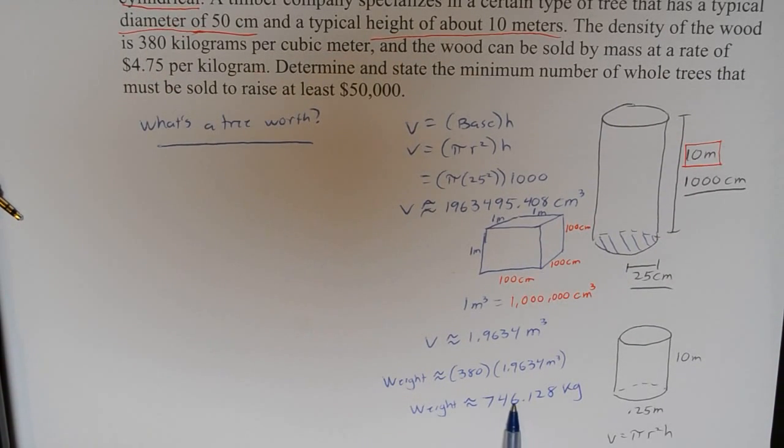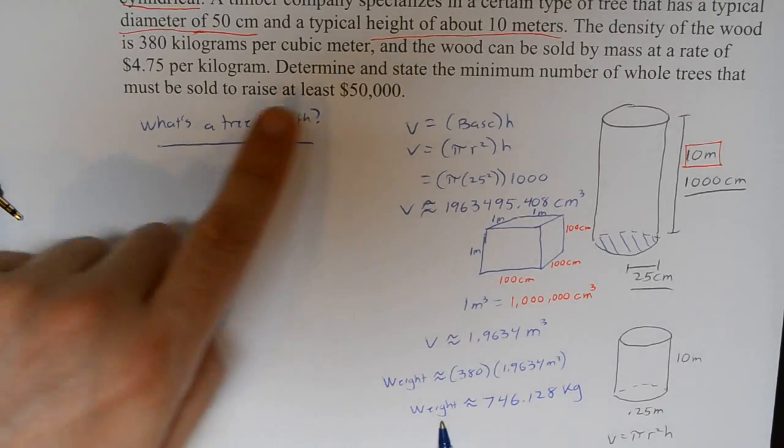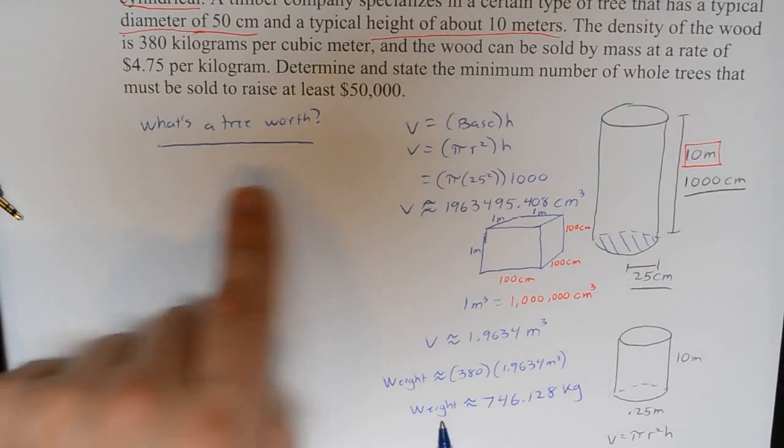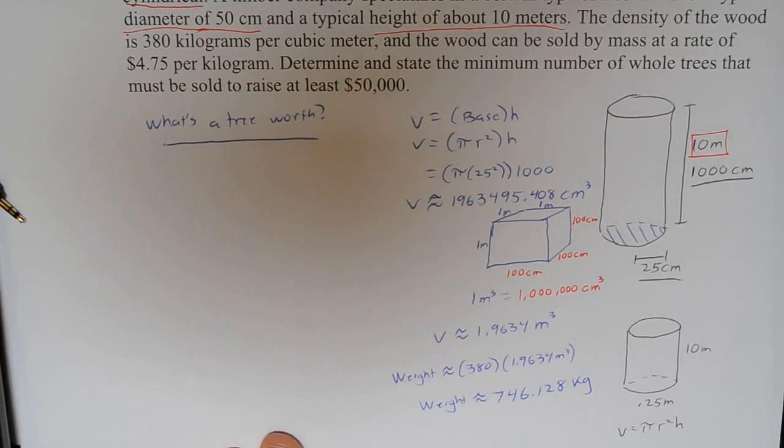That sounds pretty heavy. I think a kilogram is something along the lines of 2.2 pounds, but I'm not sure. These things are pretty heavy, which makes sense. They are trees after all. Do I know how much a tree is worth? Not yet. I'm still working here. I know how much a tree weighs, and I know that the wood can be sold at a rate of $4.75 per kilogram.